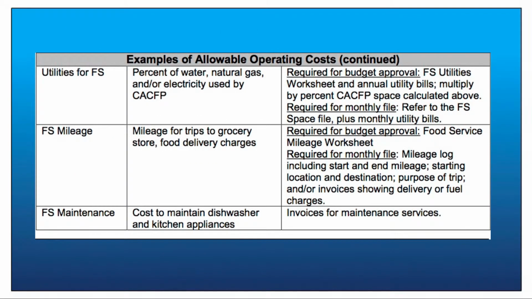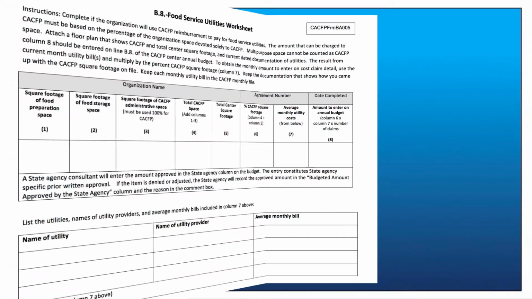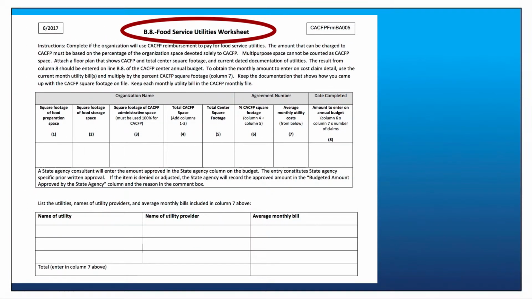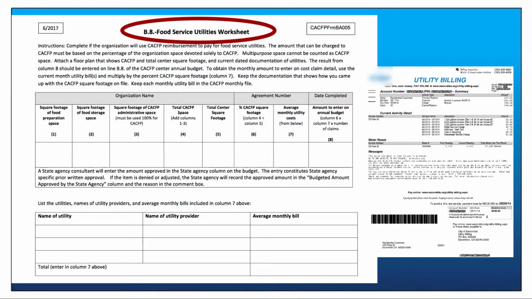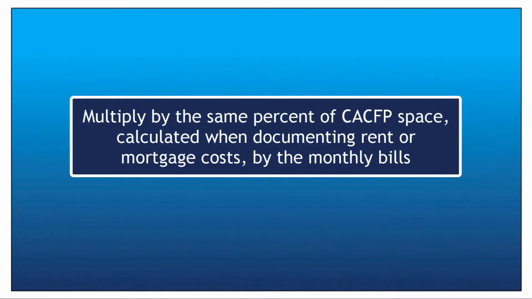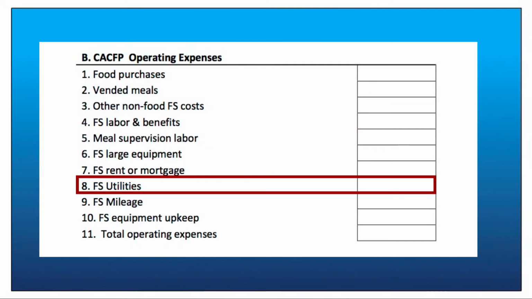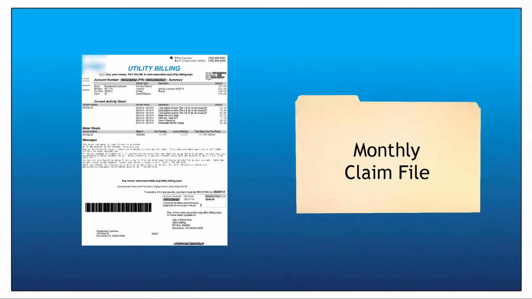Other examples of allowable operating costs include utilities for food service, which is the percent of water, natural gas, and/or electricity used by CACFP. Documentation for budget approval includes the food service utilities worksheet and annual utility bills. Multiply the monthly bills by the same percent of CACFP space calculated when documenting rent or mortgage costs. Use the calculated amount to report on the monthly cost claim details. Keep the monthly bills in the monthly file.